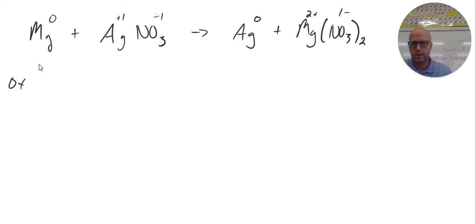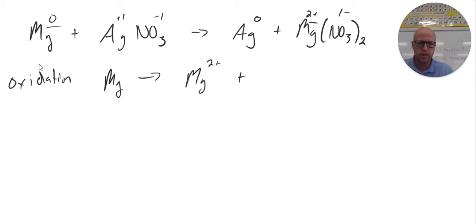So let's look at what's been oxidized. What lost electrons? Well, magnesium goes from a 0 to a plus 2. So if it becomes more positive, it lost those electrons. So we have Mg goes to Mg 2+ charge plus 2 electrons.